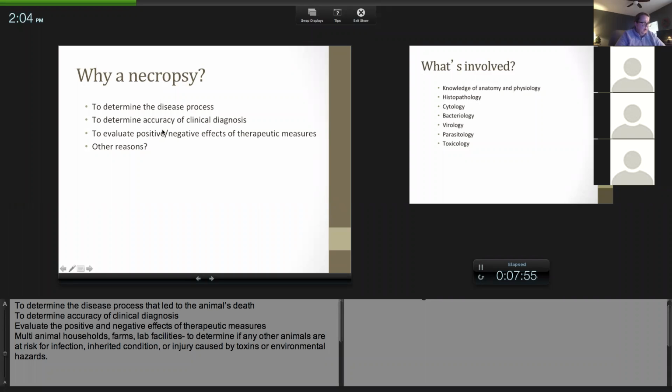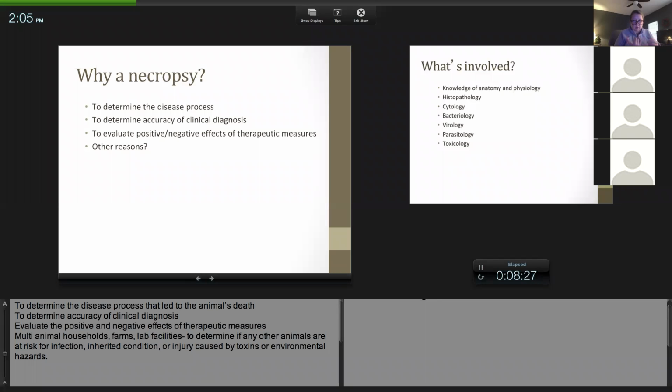It also helps if we talk about positive and negative effects of therapeutic measures. Sometimes you might do a necropsy on one animal that died in a litter, and knowing what happened for sure, and maybe you treated with this, we're going to change the treatment process for the other puppies that are still alive. So we're evaluating therapeutics by doing a necropsy.